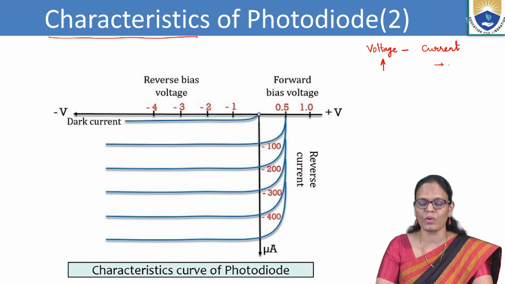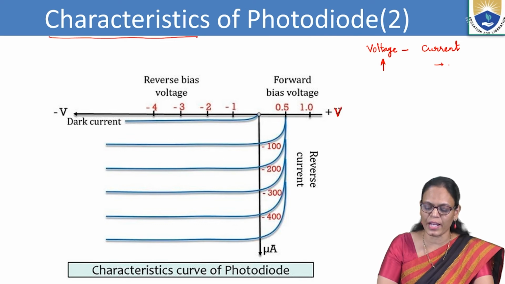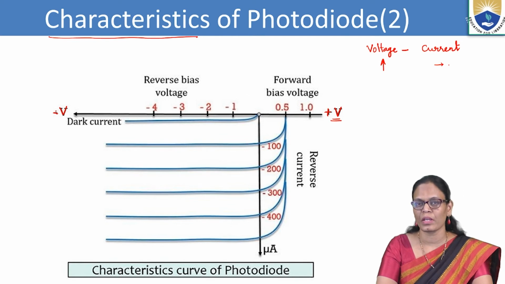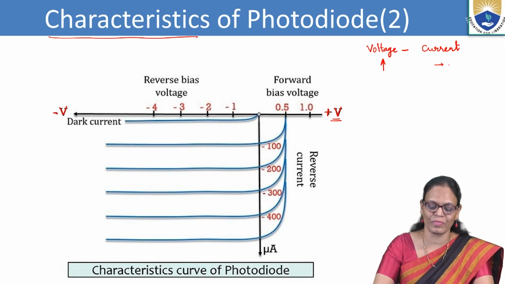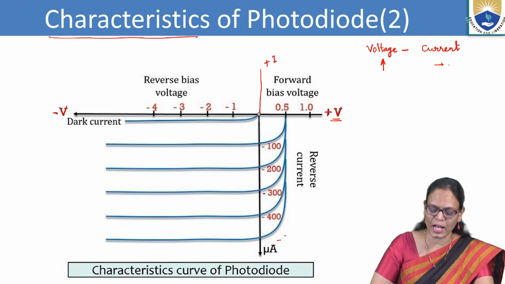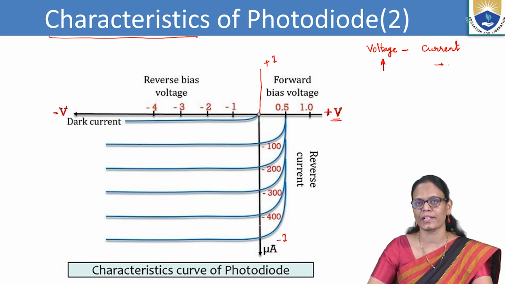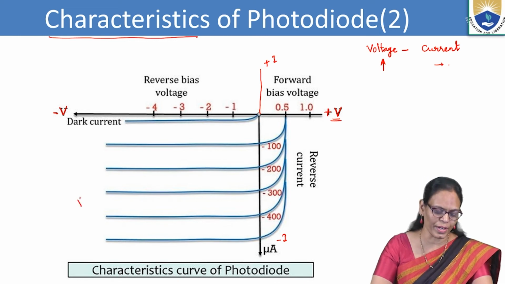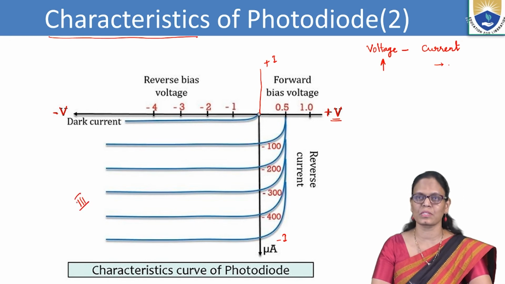So what we are doing now is, we will take voltage along the x-axis. So this is the positive x-axis, so plus V, and this is the negative x-axis, minus V. And we will take the positive current plus I along the positive y-axis and minus I along the negative y-axis. And because we are seeing this is reverse current, we will be seeing it in the third quadrant. So this is the third quadrant we are observing.